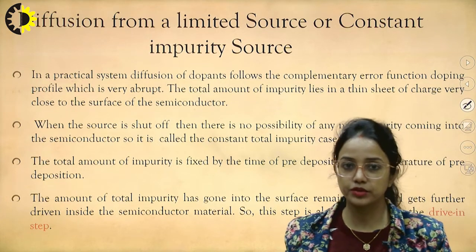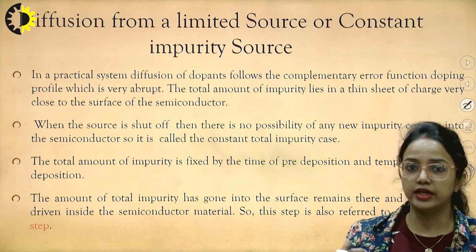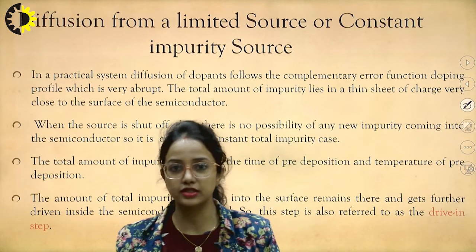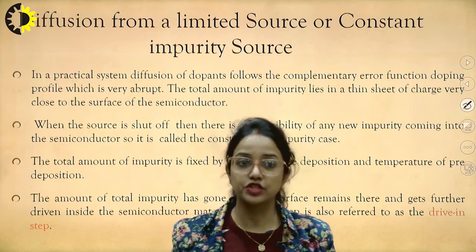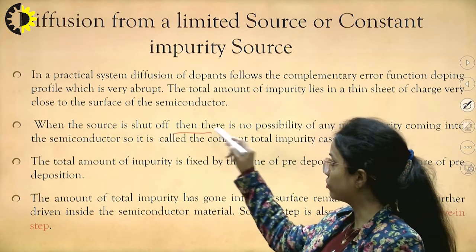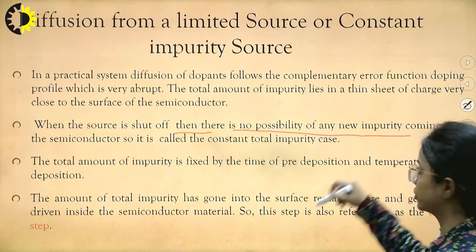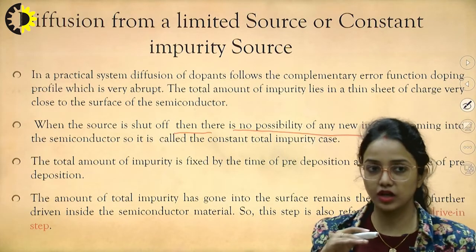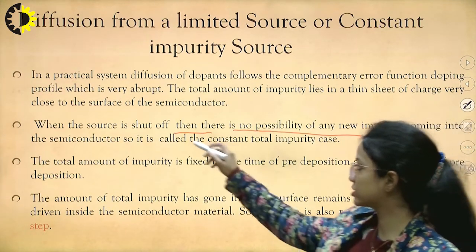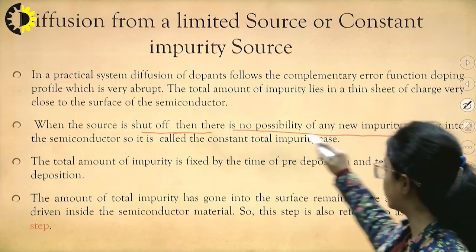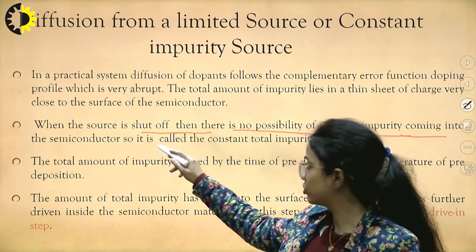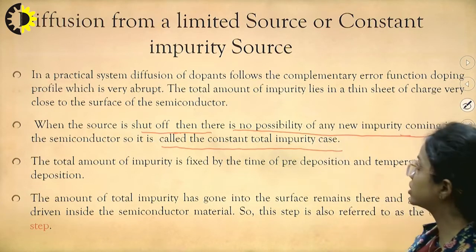Now the total impurities lie in a thin sheet of charge which is very close to the surface of the semiconductor. So when the source is shut off, there is no possibility of new impurities. We can see that when the isolation layer is on, that is, when the source is shut off, there is no possibility of any impurity coming into the semiconductor. So it is called the constant total impurity case.